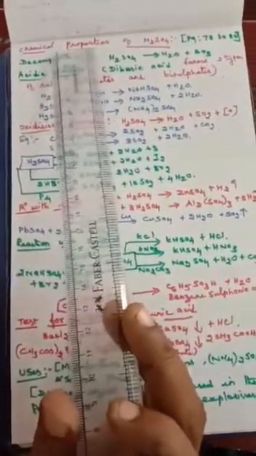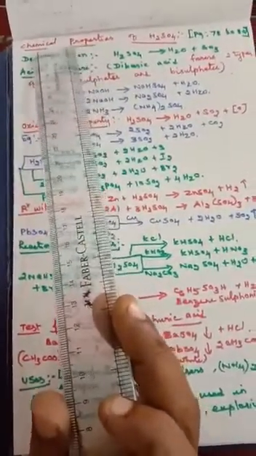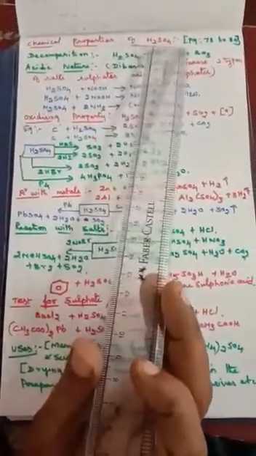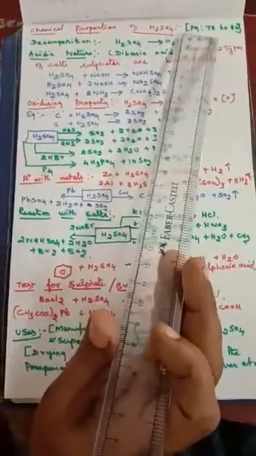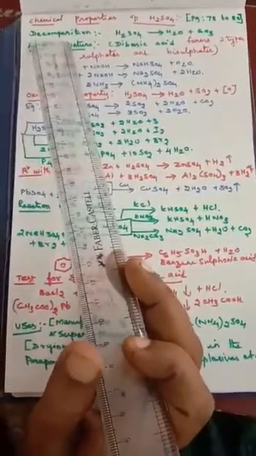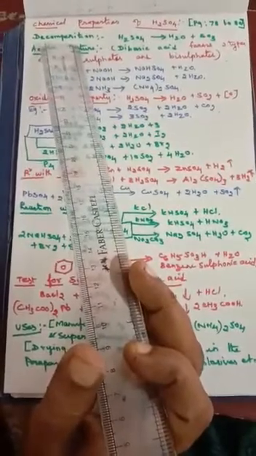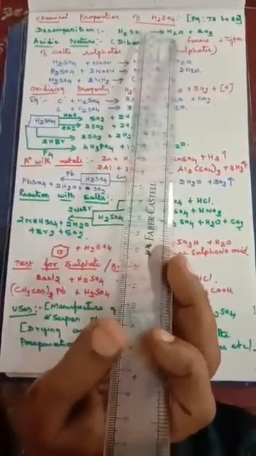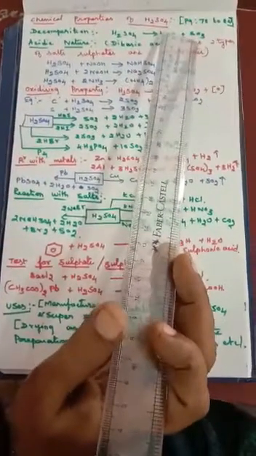Hello students. Today in class I am going to explain the chemical properties of sulfuric acid. This is given on page number 78. Look at that page number. The first reaction is the decomposition reaction. On decomposition, sulfuric acid gives water and sulfur trioxide.